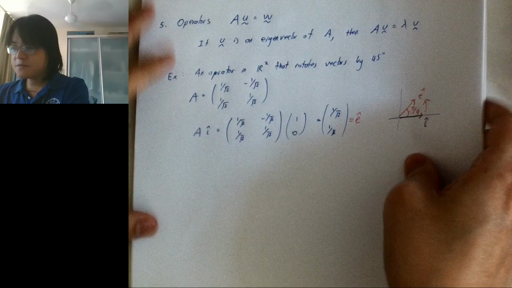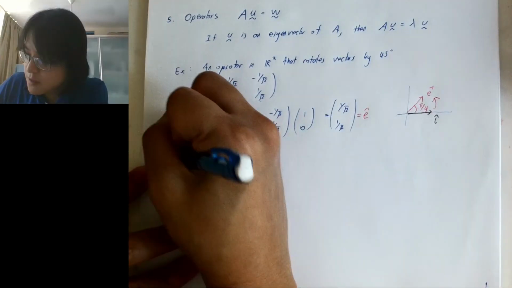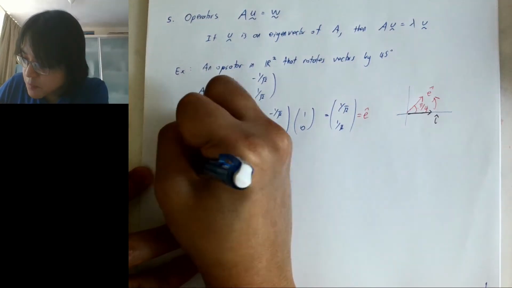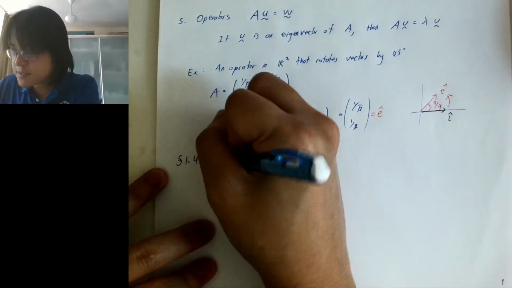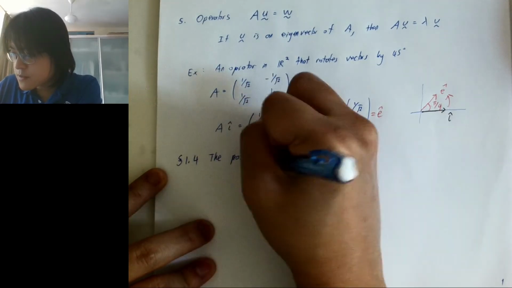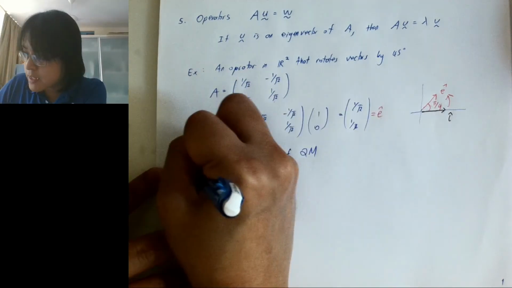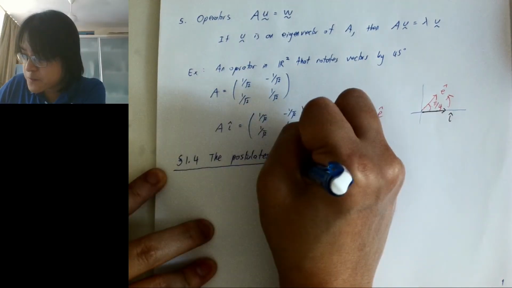Actually, there's still space here, so let's save the environment. Do not waste paper. I will continue here. Let's go to section 1.4, the postulates of quantum mechanics. So now we start to talk about quantum mechanics. All right, no more linear algebra 101. We are PHY 202 now.